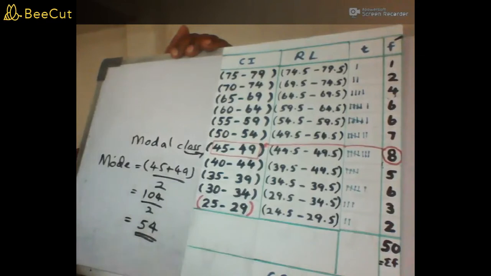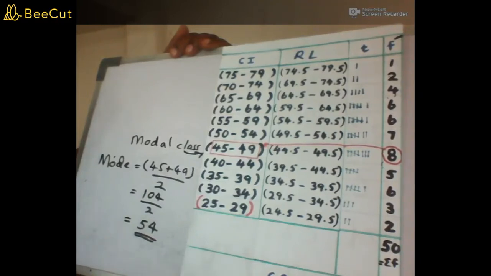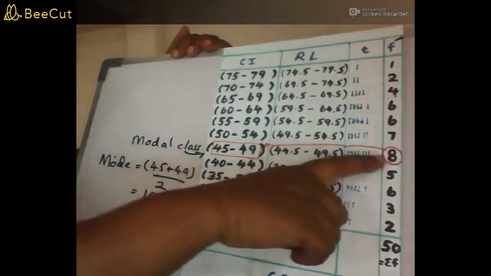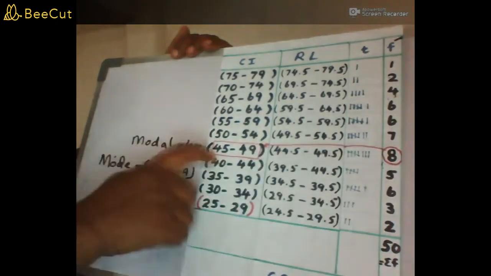So you know, for individual data, there's no particular or definite mode. In discrete data, you can have a single mode or 2 modes, 3 modes like that. To get the mode for the group data, go to the highest frequency, get the relevant class and get the midpoint. That midpoint is the mode.